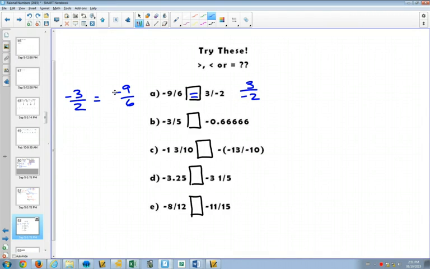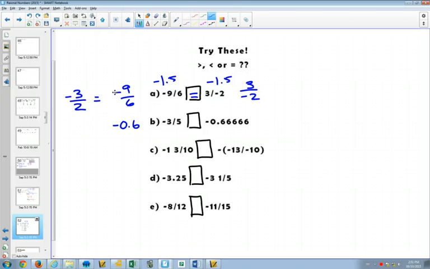If you did them both as decimals, if you went negative 9 divided by 6 or 3 divided by negative 2, you would have got negative 1.5 on both sides. So using your calculator, it would have told you it was equal as well. So if you go to the next one and you did the calculator method, negative 3 over 5 is negative 0.6. Because the one side's in a decimal, we may as well change the other side to a decimal as well.